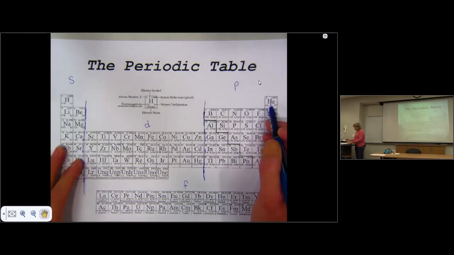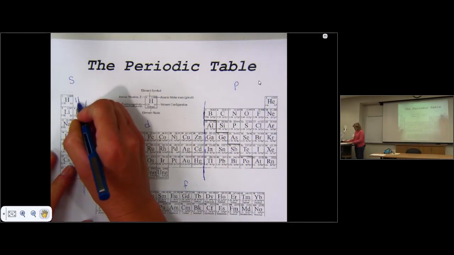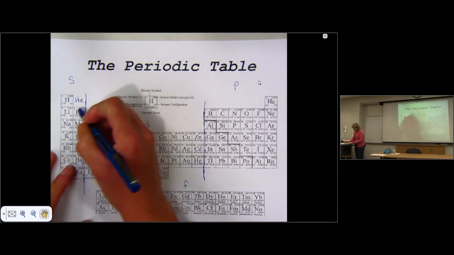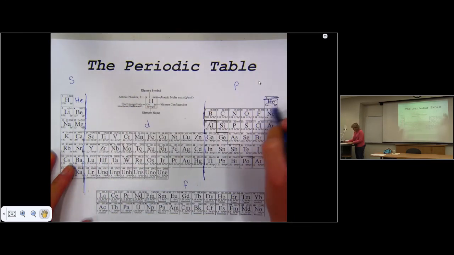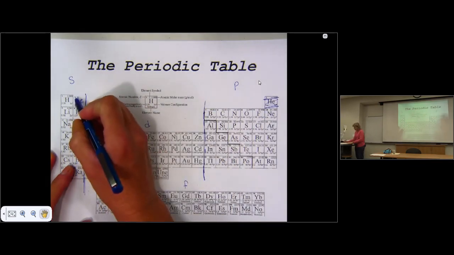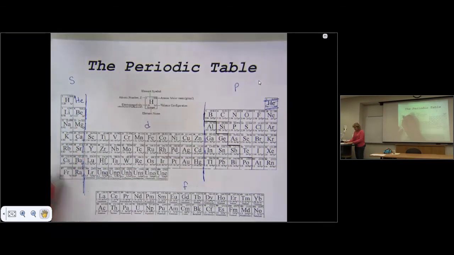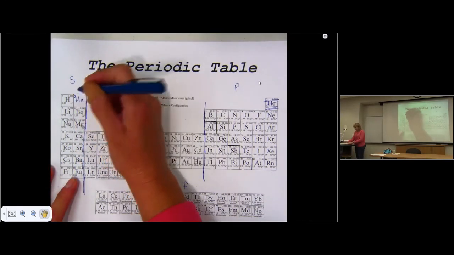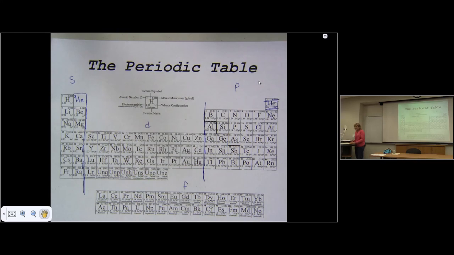Couple things I want you to do, though. I want you to pull helium over here. Because really, helium only has 2 electrons. And since it has 2 electrons, it's going to put them in the first energy level S subshell. It's not actually going to put them in P.